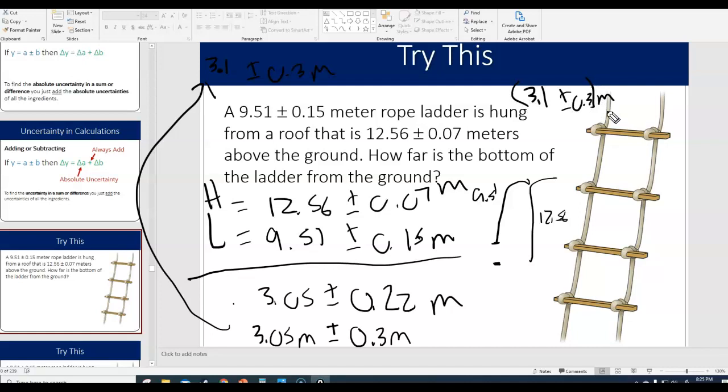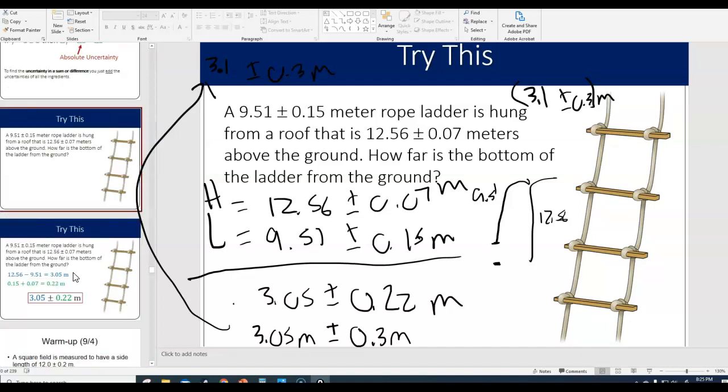So because we subtracted, we added the absolute uncertainties. And then, as we'll see later, there's a rule that says absolute uncertainty should only have 1 sig fig. So we rounded to 1 sig fig, and then we rounded the measured value to match decimal places. So let's go on and do some more examples.